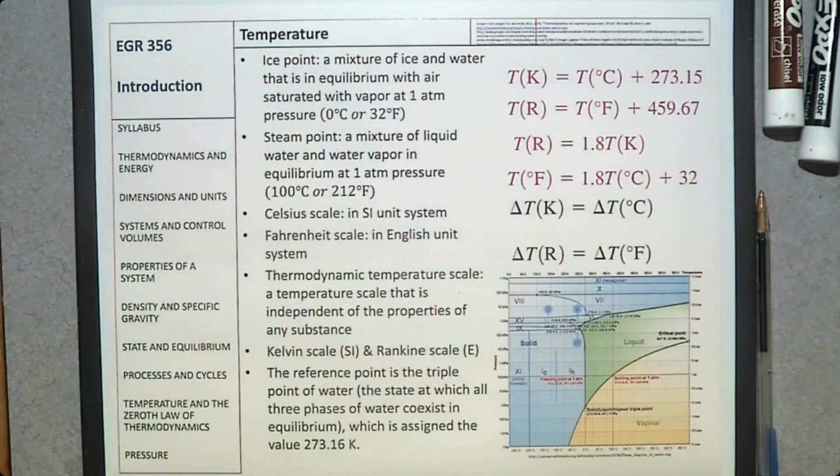Or you can ask ChatGPT or Gemini. Don't ask. We are engineers studying thermodynamics. You know how to convert, right?